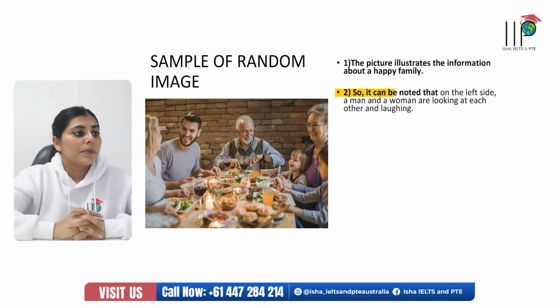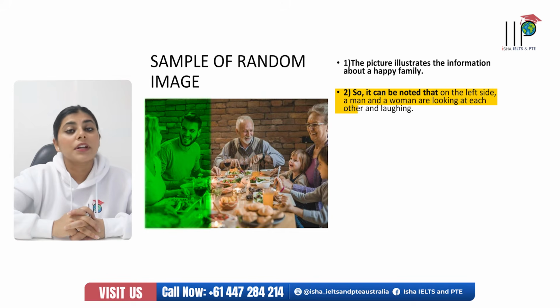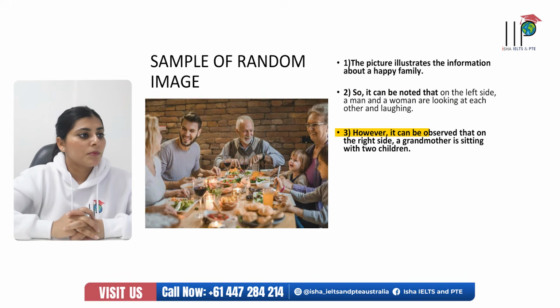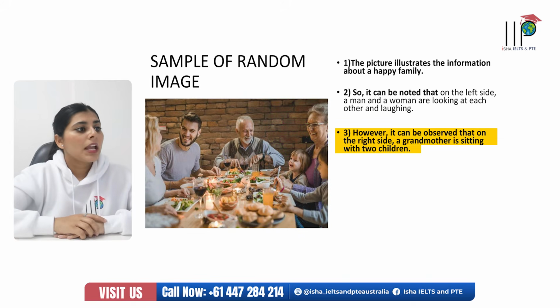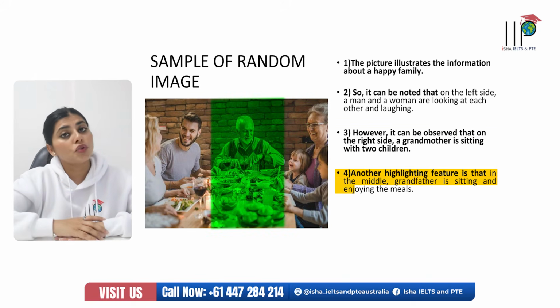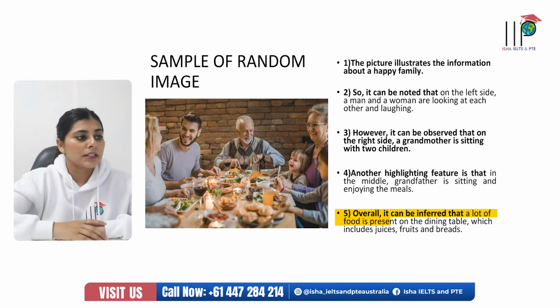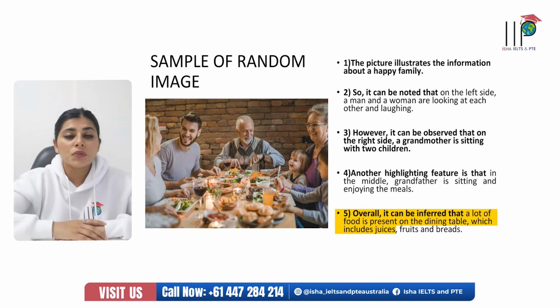So we'll say, it can be noted that on the left hand side, a man and a woman are looking at each other and laughing. However, it can be observed that on the right hand side, a grandmother is sitting with two children. Another highlighting feature is that in the middle, there is a grandfather who is sitting and enjoying his meals. Overall, it can be inferred that a lot of food is present on the dining table, which includes juices, fruits, and breads.